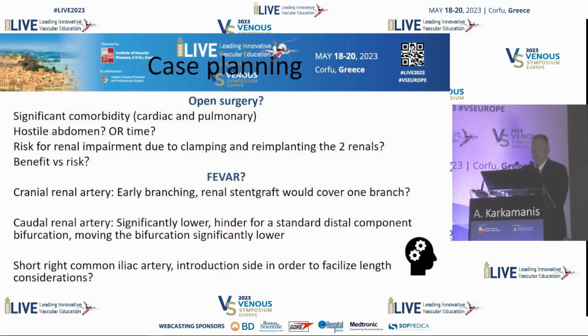So we did the case planning. We're discussing open surgery. We thought that his significant comorbidity, together with 2 or 3 laparotomies that he had done after the nephrectomy, would make the abdomen hostile. We're discussing the renal impairment when we're going to do the clamping. So we opted for a fenestrated solution.